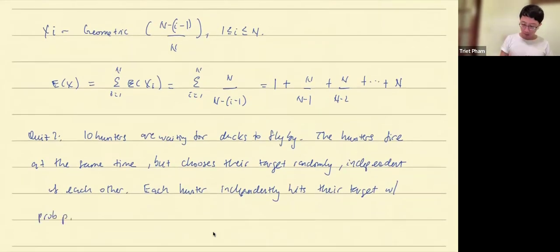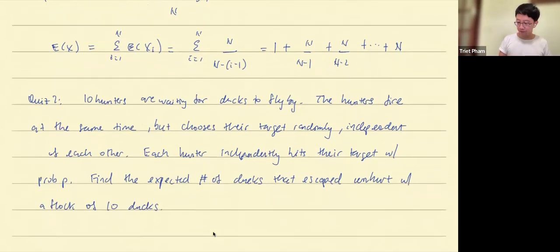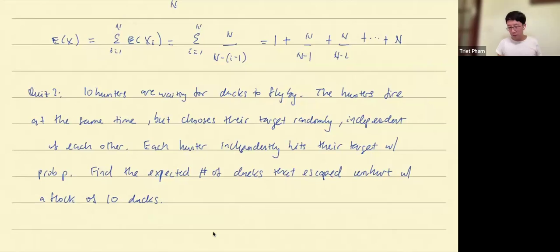Okay. So there are 10 hunters, but then they also say there are 10 ducks. Find the expected number of ducks that escape unhurt, with a flock of 10 ducks. All right, are we clear on the problem?